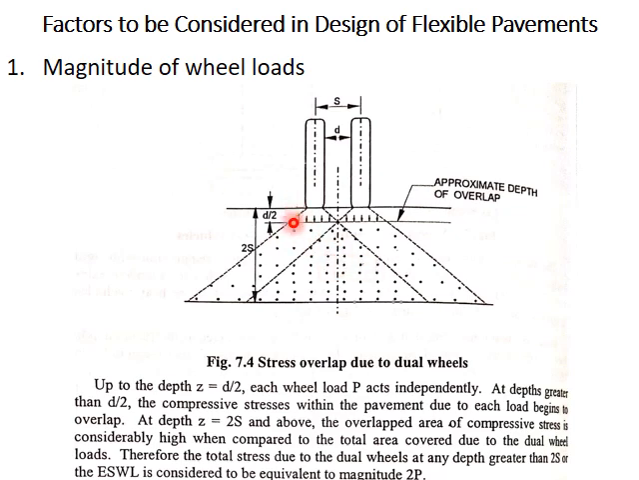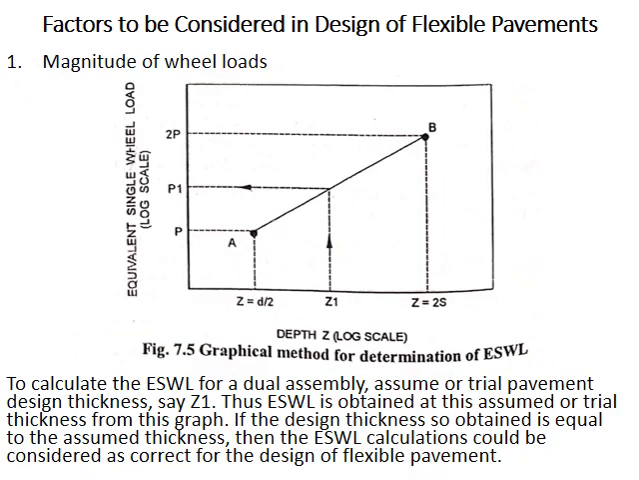So up to the depth D by 2, the effect of the wheel loads on the pavement layers is independent of each other, and beyond the depth D by 2, the influence of the wheel loads is overlapping. So this overlapping area of the wheel loads experiences a greater stress. And beyond the depth of 2S, we consider the stress value as 2P, or twice the wheel load.